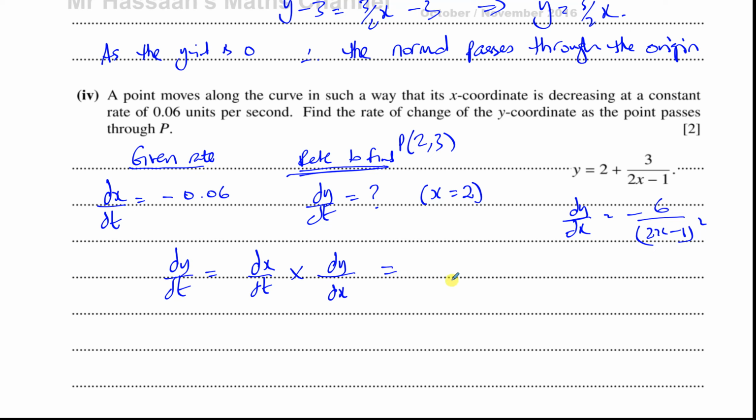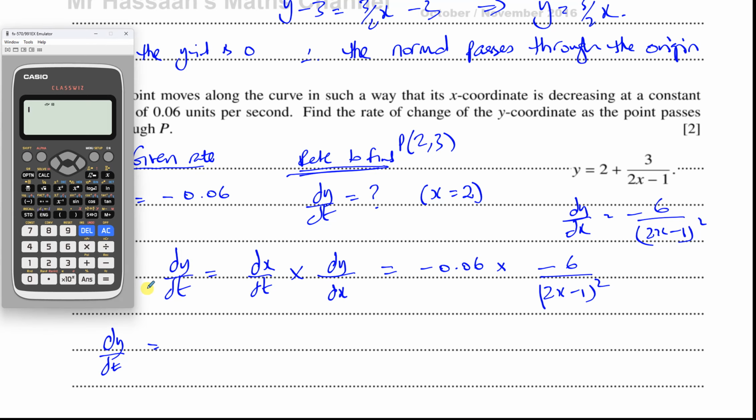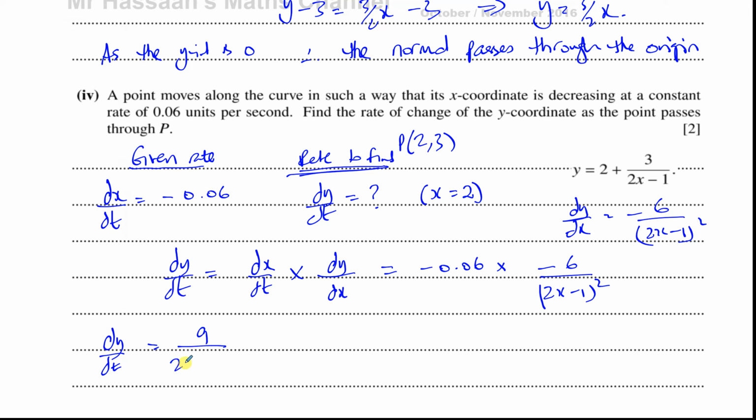So we know that dx/dt, they gave us as negative 0.06. And dy/dx, we already found as negative 6 over (2x minus 1) squared. So that is going to be dy/dt. We can simplify it a little bit. dy/dt is given by positive now, you've got 6 times minus 0.06. That will be positive 0.06 times 6. That gives you 9 over 25. So you have 9 over 25 times (2x minus 1) squared.